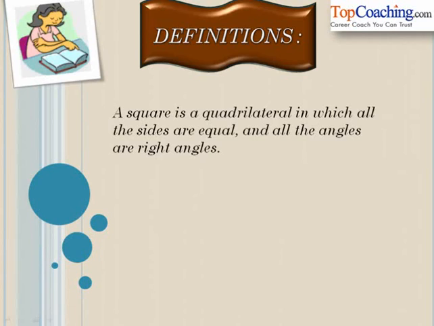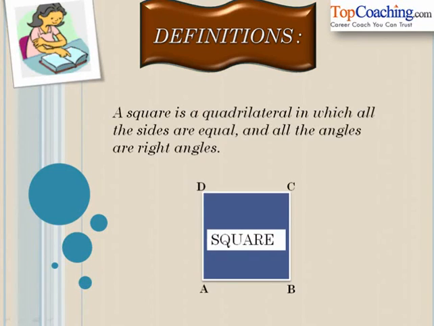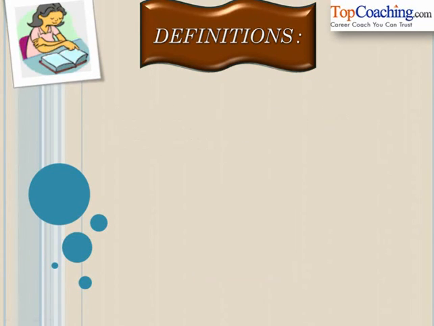Now what is a square? A square is a quadrilateral in which all the sides are equal and all the angles are right angles. So a square is a quadrilateral in which all 4 sides are equal and all the angles formed are equal to 90 degrees. Now ABCD represents a square in which all the sides are equal to each other and the angles formed are equal to 90 degrees.